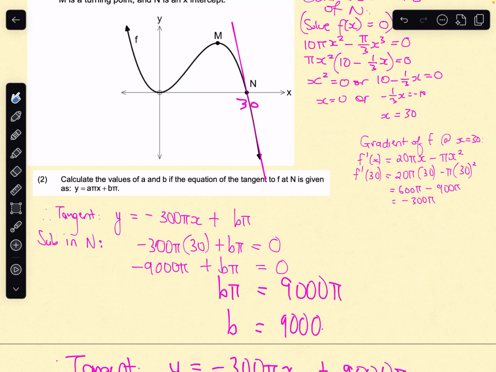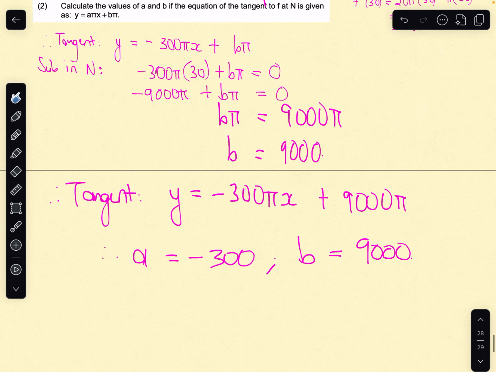And then the last question, we found our x-intercepts. We put it into our first derivative for f, and then we put that into our tangent equation. We sub in the point N, and we get a is equal to negative 300 and b is equal to 9,000. So all in agreement there.